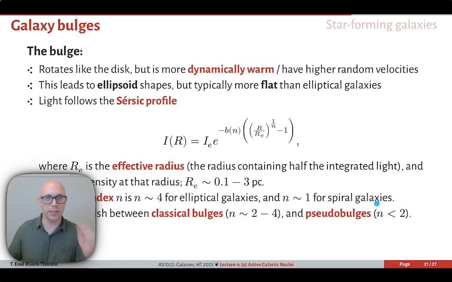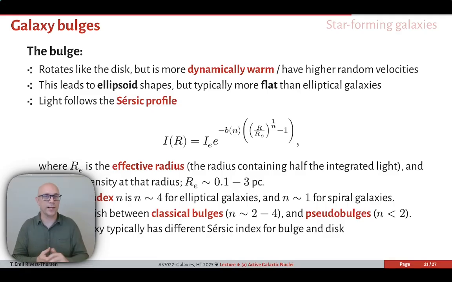For bulges, we can distinguish between the classical bulges, as we call them, which are more elliptical-like. They have surface index between 2 and 4. So some of these classical bulges are basically like elliptical galaxies sitting in the center of spiral galaxies, while others are more disk-like, have more ordered rotation, and are more dynamically cool. And then we also have what we call pseudobulges, which are shaped like bulges, but have an even smaller surface index, less than 1. So these are way more disk-like and much less ellipsoid-like than the classical bulges are.